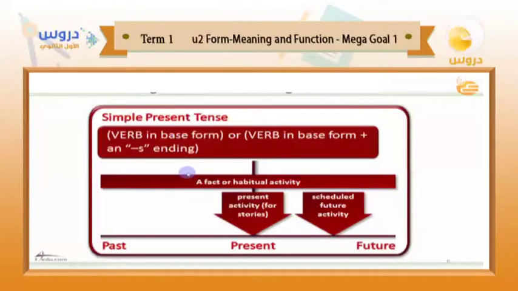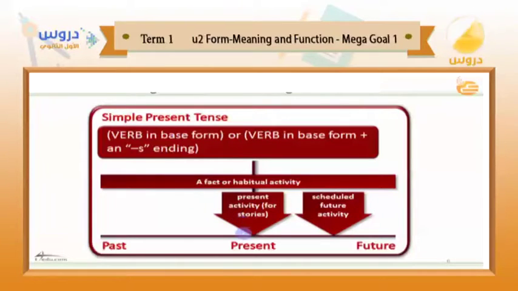When it comes to the structure of simple present tense, we can see clearly the verb in base form or the verb in base form plus the -s ending. A fact or habitual activity are used in the present simple. So when we want to talk about a habitual or daily activity, we should use present simple. For example, if you go to school, you can say I go to school every day. This is a daily or habitual activity.